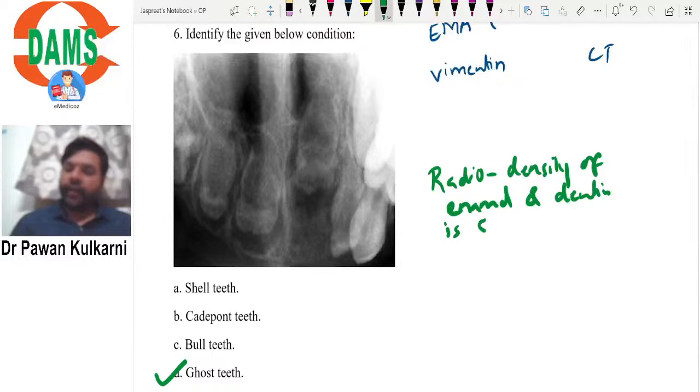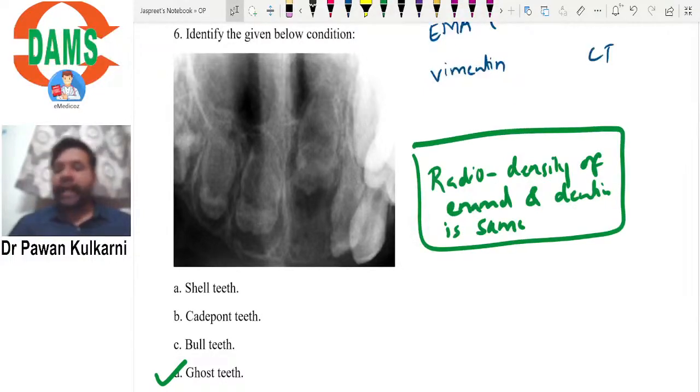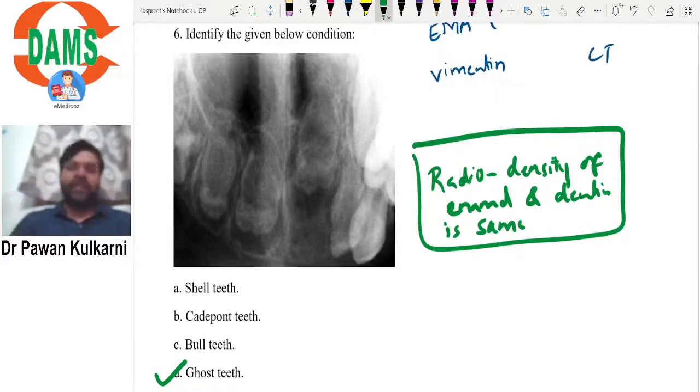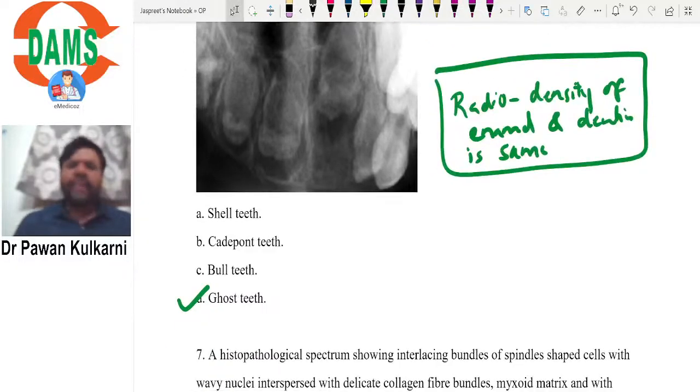Usually enamel is more radio dense and dentine is radio lucent. So that difference is lost in case of ghost teeth. Okay. Now what is bull teeth? Bull teeth is taurodontism.